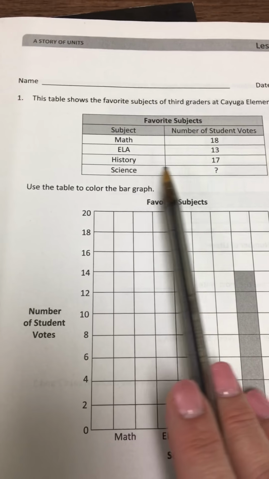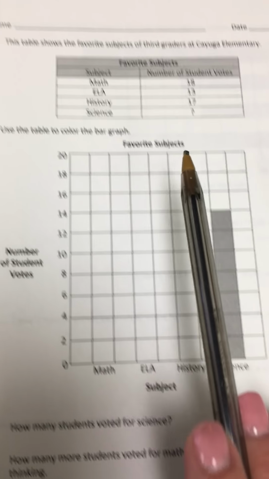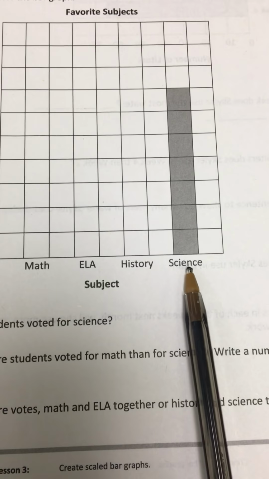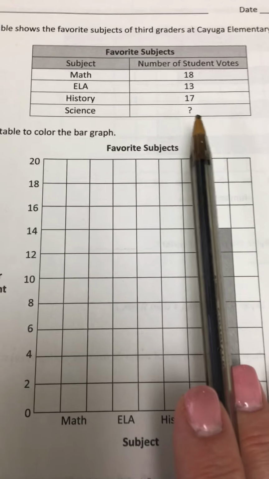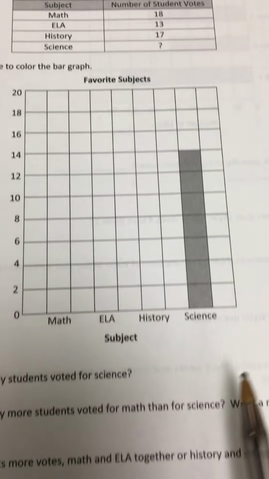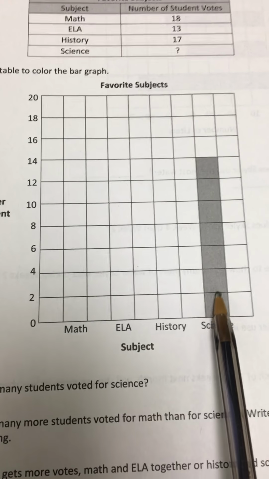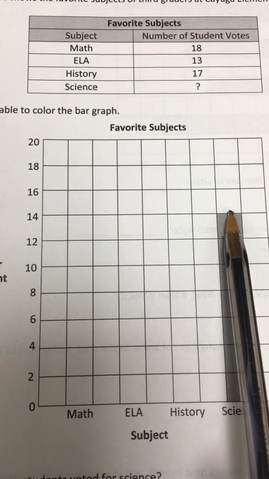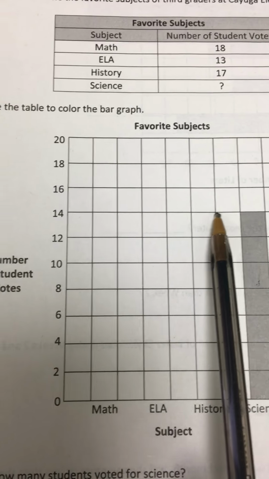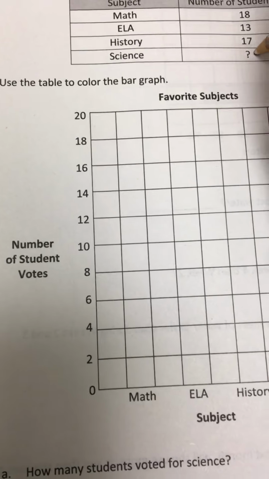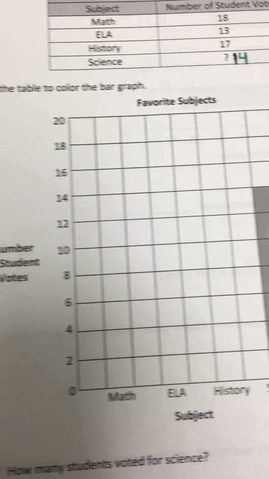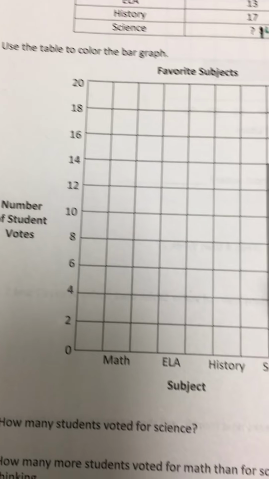However, I can look and say, oh, question mark, but science is filled in on here, so I can go ahead and fill it in on here. Science, if I go over here and follow my bar graph up, it stops right at this line, and if I follow that across, that is 14. 14 liked science the best.